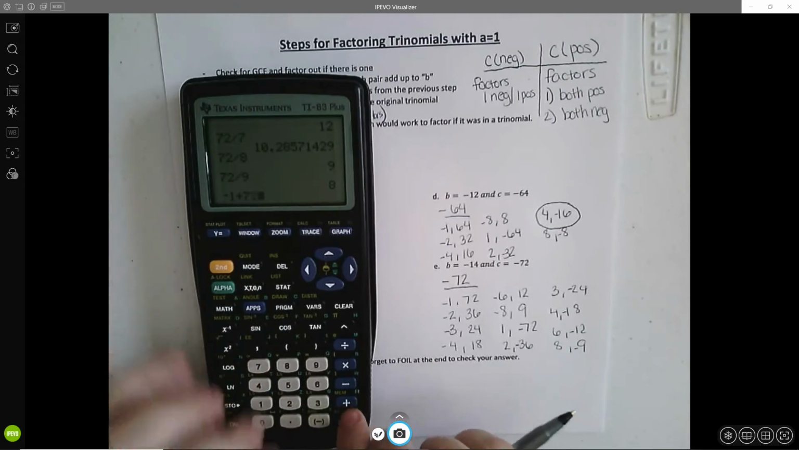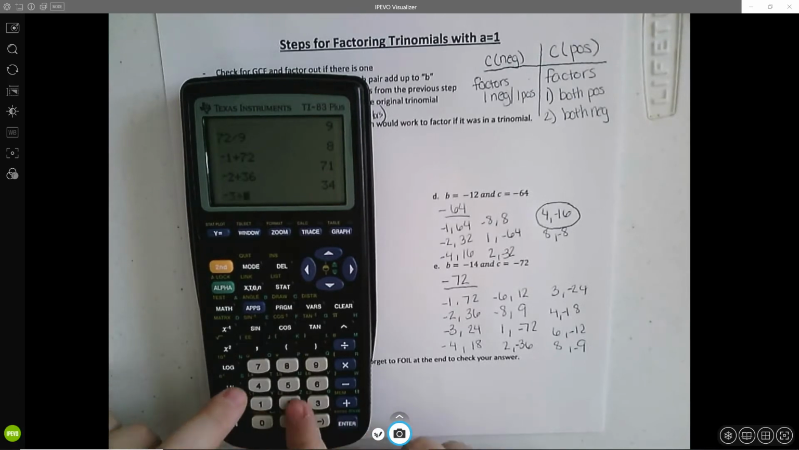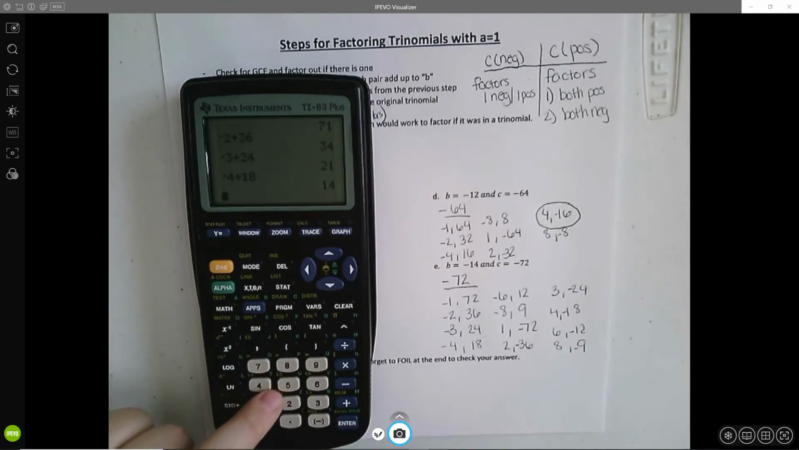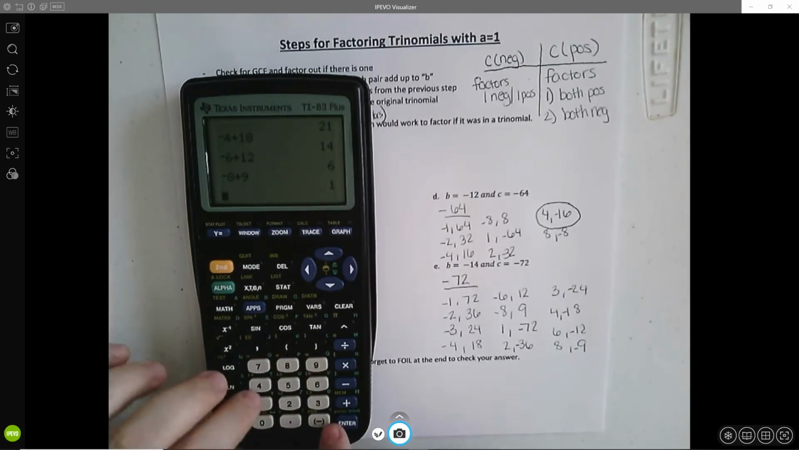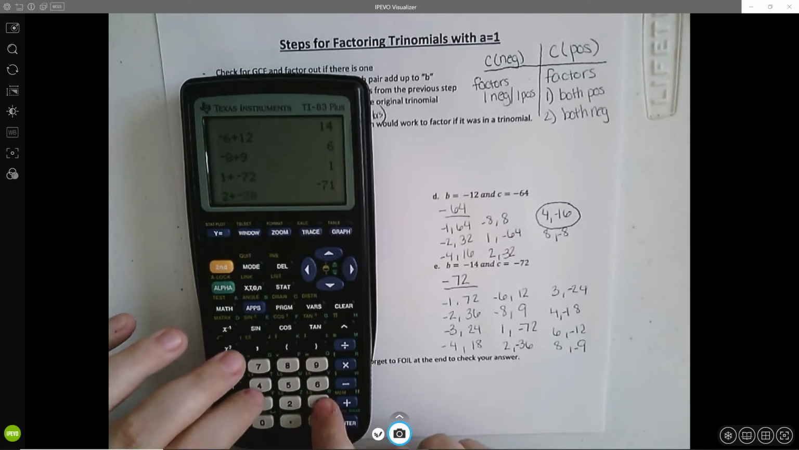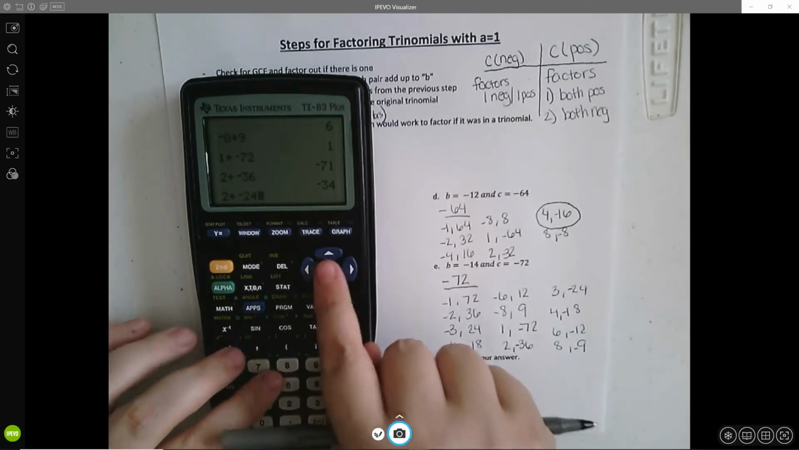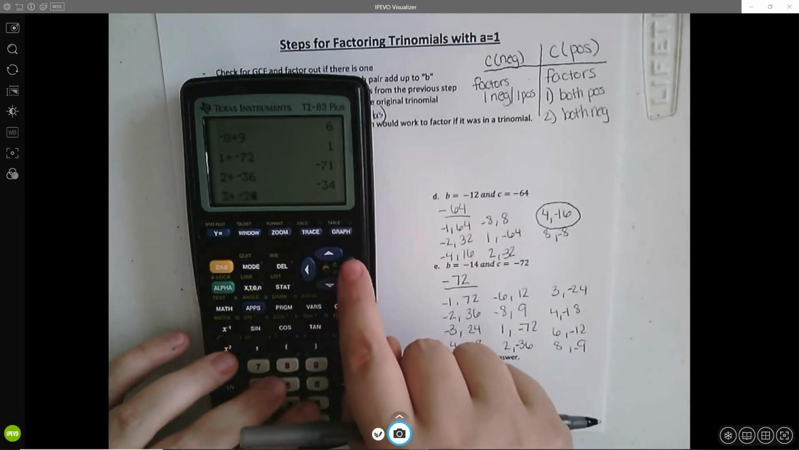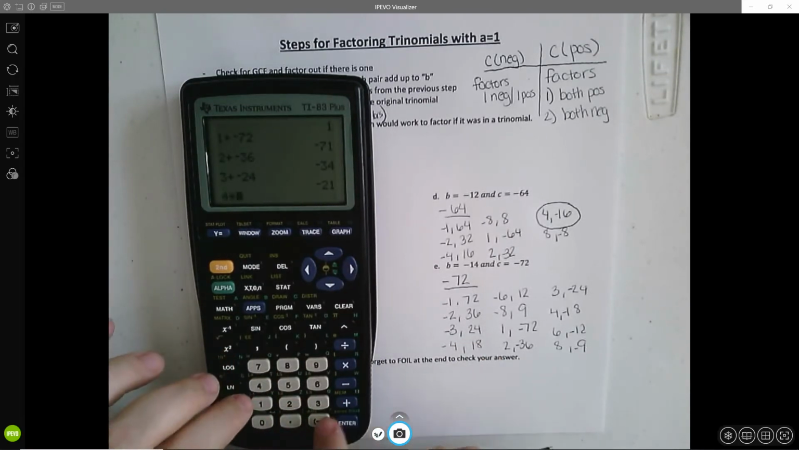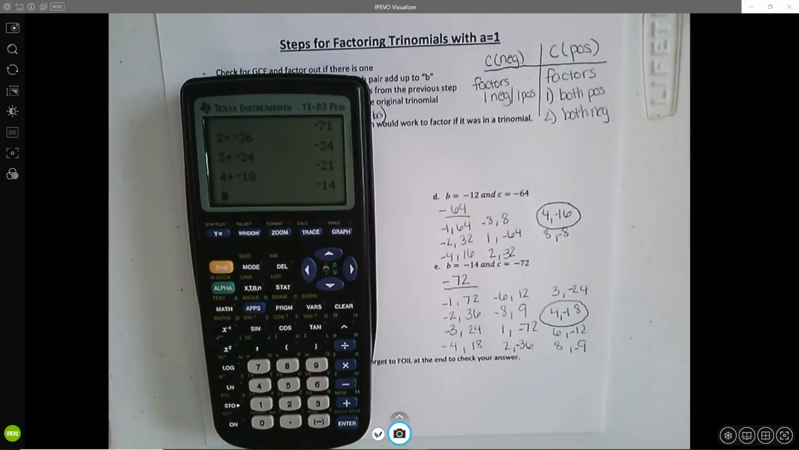Negative 1 plus 72. Nope. Negative 2 plus 36. Nope. Negative 3 plus 24. Nope. Negative 4 plus 18. Nope. Negative 6 plus 12. Nope. Negative 8 plus 9. Nope. 1 plus a negative 72. Nope. 2 plus a negative 36. Nope. 3 plus a negative 24. Nope. 4 plus a negative 18. Ooh, there is my negative 14. My factors would be 4 and negative 18.